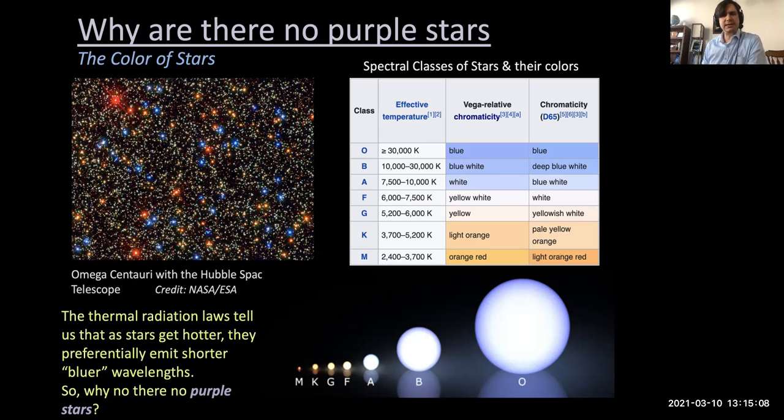We know by Wien's law that the hotter you get a star, the more shorter wavelengths it'll give off. And if you go to really, really hot, you'll have the peak of the black body spectrum in the ultraviolet, and it'll be giving off a whole bunch of violet light compared to how much red light it's giving off. So why don't we see purple stars?